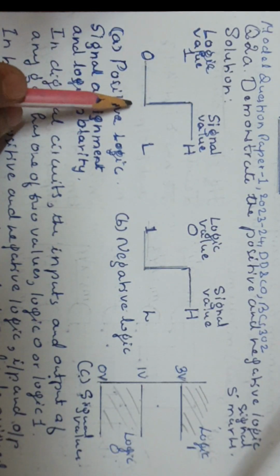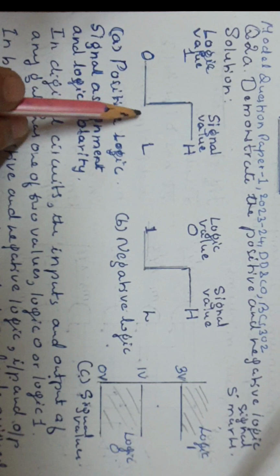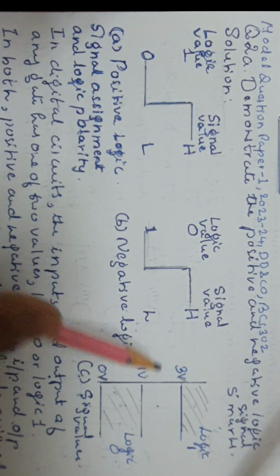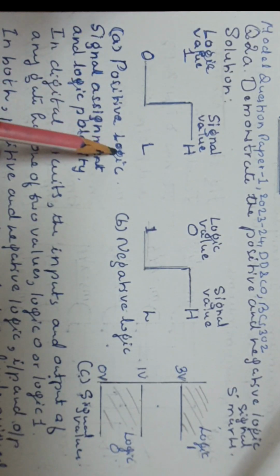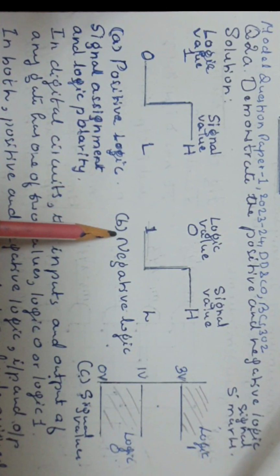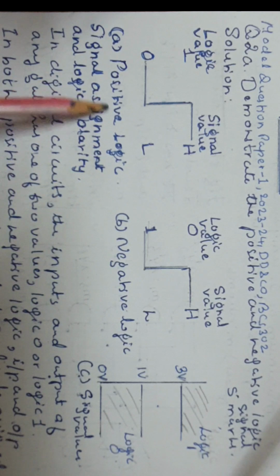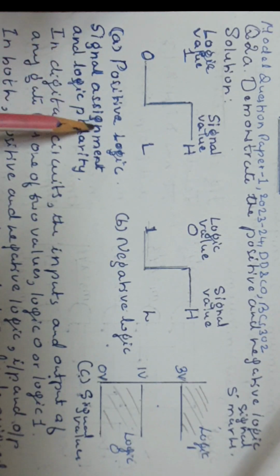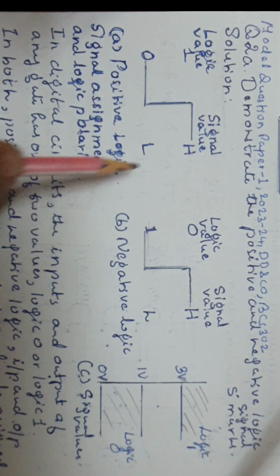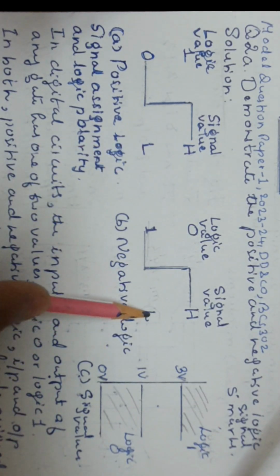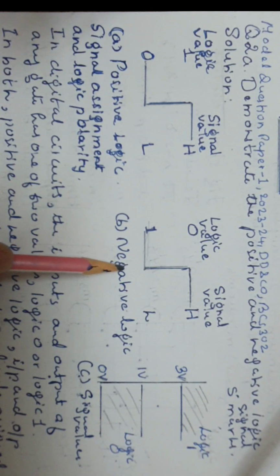So before going to the actual discussion, let us look at these figures first. This is figure A, which is showing positive logic, and figure B, negative logic. In these two figures, it is showing signal assignment and logic polarity. And one more figure is given here, that is figure C, signal values. Right. So H and L, these are signal levels.